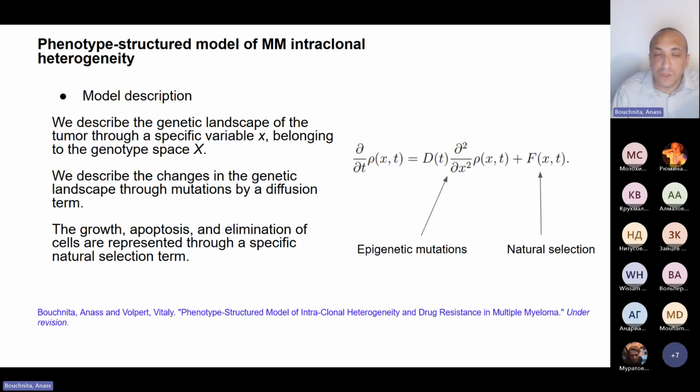So this is what the concentration of cells looks like. Basically we have two terms. The first one is a diffusion term, and the second is a function which stands for natural selection. The diffusion term corresponds to the effects of epigenetic mutations, because if we look at it from the perspective of a population, then random changes in the genome can be approximated by a Brownian process. And then if we generalize for the population, this will give us a diffusion term. Then we have the effect of natural selection, where we include the growth of the cells, the apoptosis, and the elimination by the treatment.